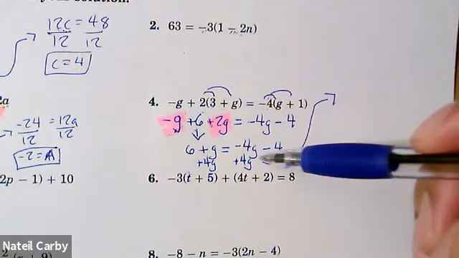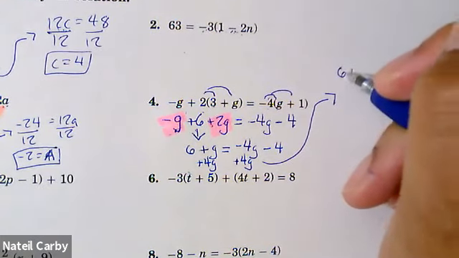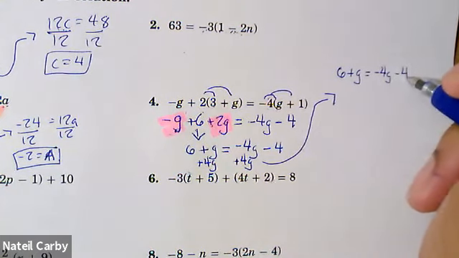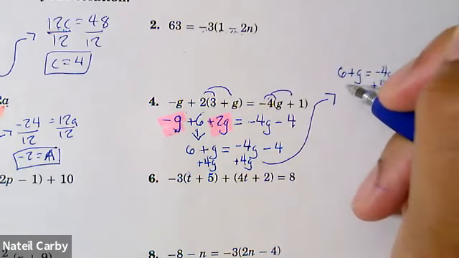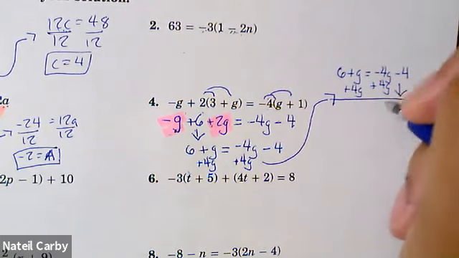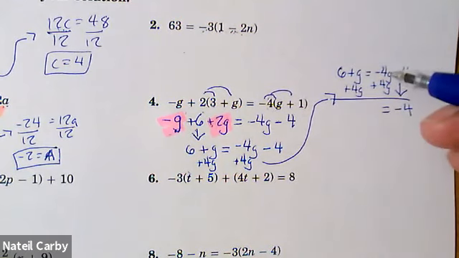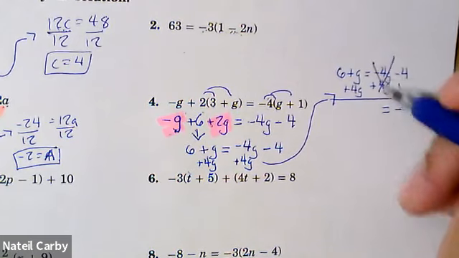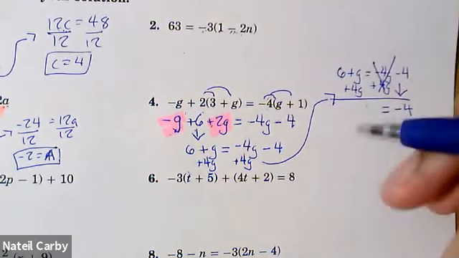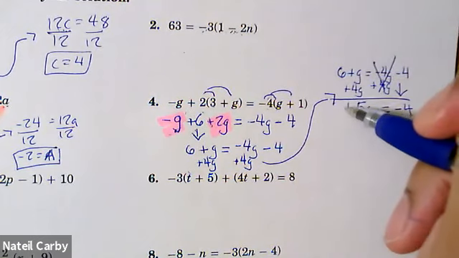Okay, so I'm gonna take this and I'm gonna rewrite it over here. 6 plus g equals negative 4g minus 4 plus 4g plus 4g. I bring down my negative 4 because that's all I got left over here. Negative 4g plus 4g, they cancel. 1g plus 4g is T-Mobile, 5G. And I got my +6.